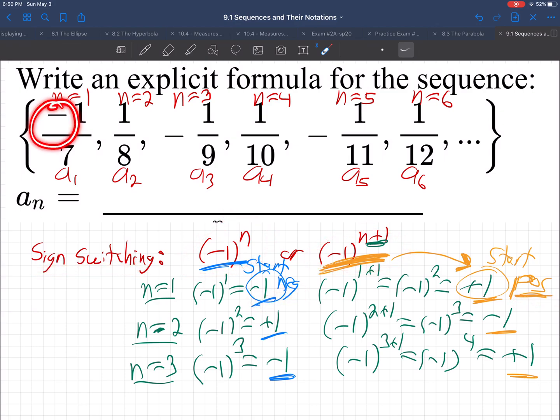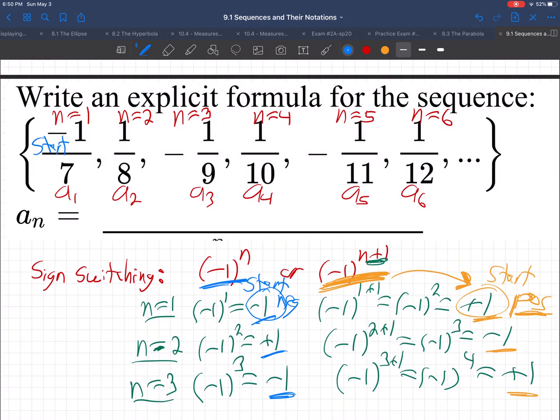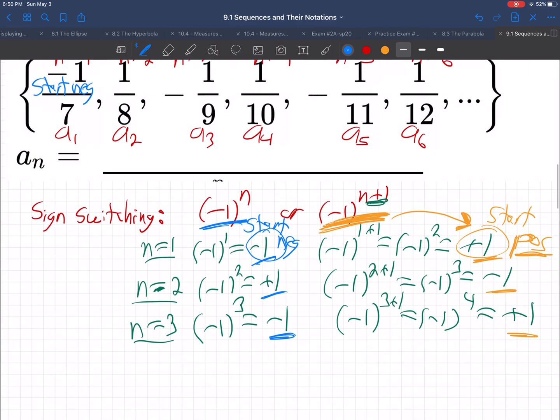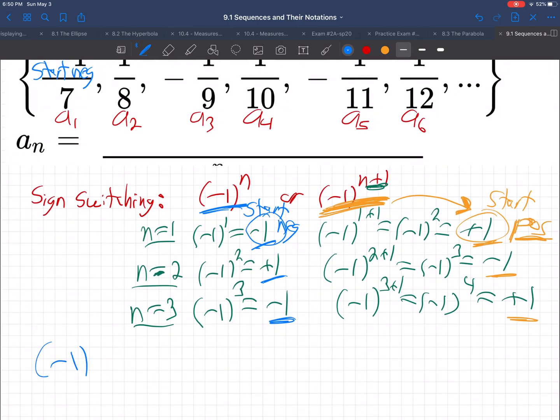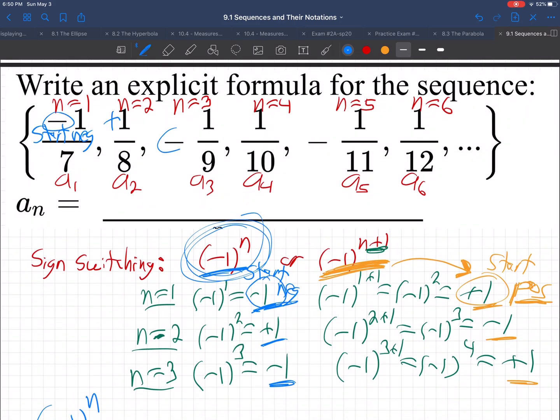We want to start negative, don't we? So we want this formula. So that's part of the deal. It's only part of it. So that's our first part. So because we start negative, we're going to use negative 1 to the n. This formula here, which starts negative. Okay, now that'll take care of the sign switching, the negative, positive, negative, positive business.